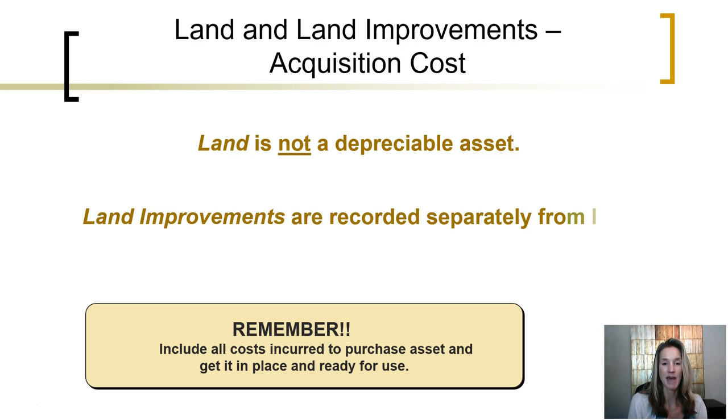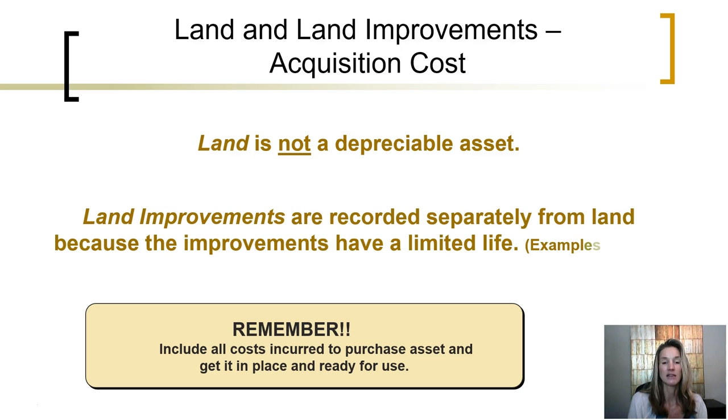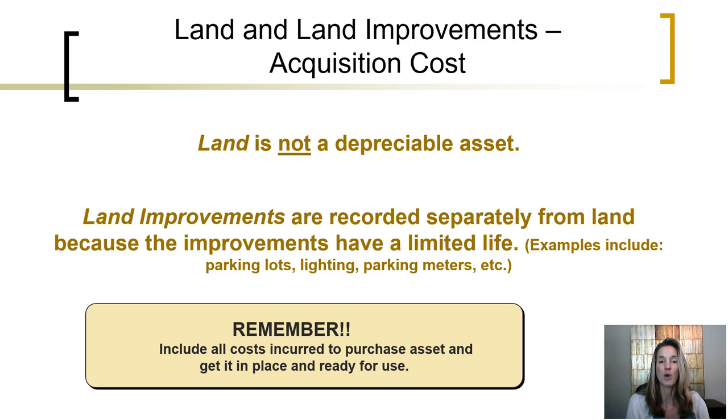So one long-term asset is land. Land is not a depreciable asset. In other words, land is not an asset that we need to spread its cost over the life because it is not going to ever run out or be used up. So land is the one long-term asset that we do not depreciate.